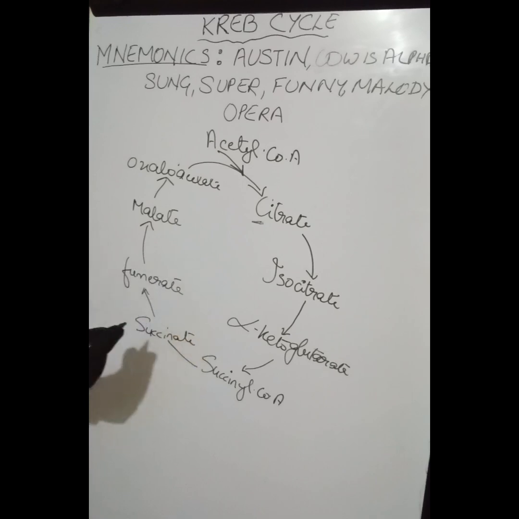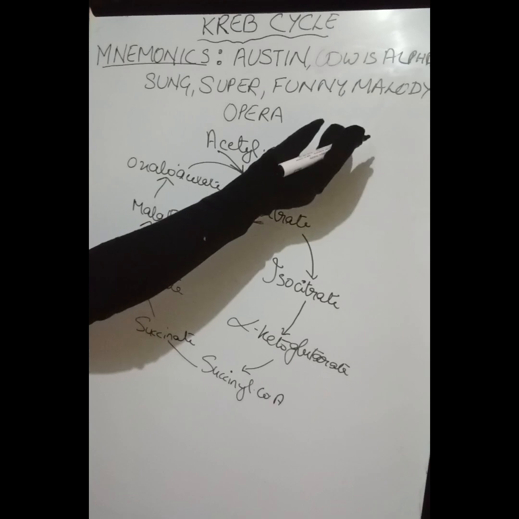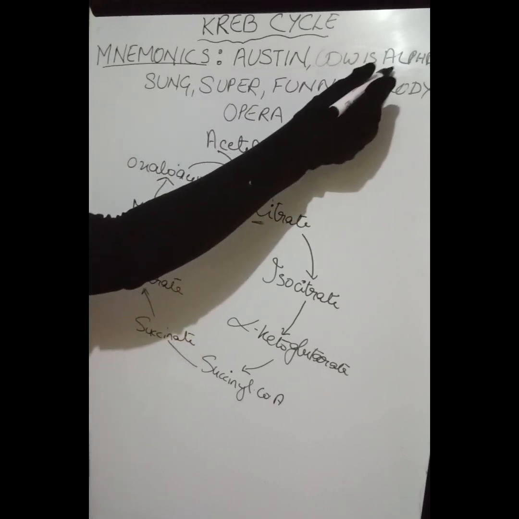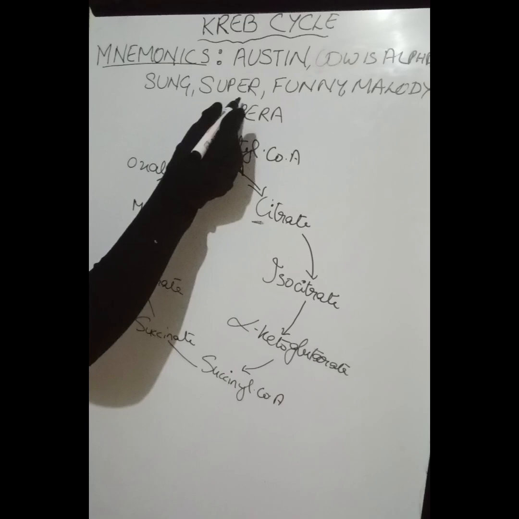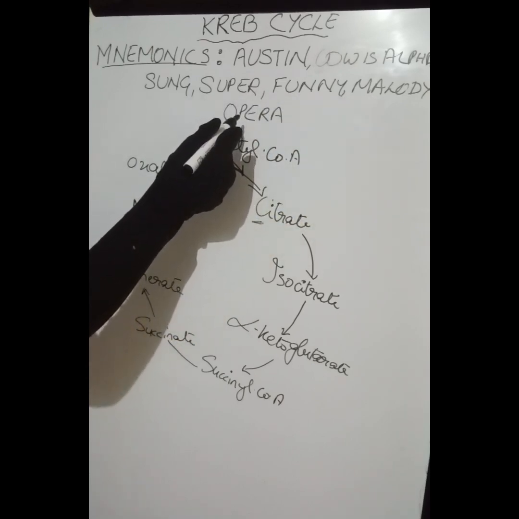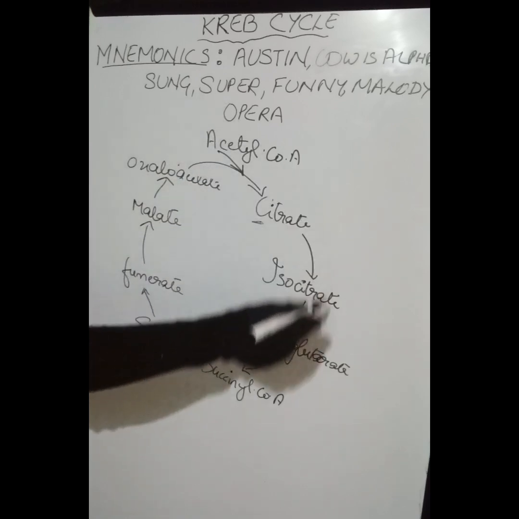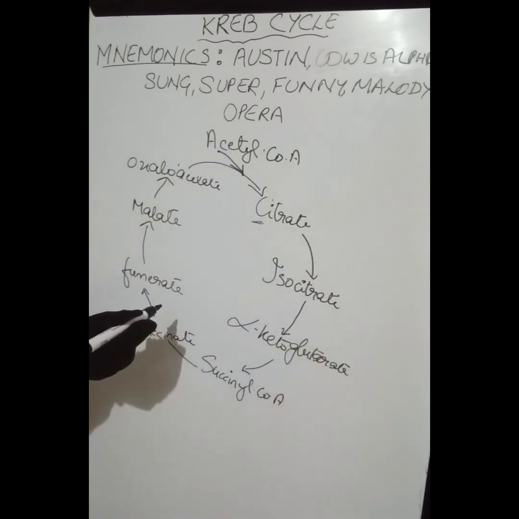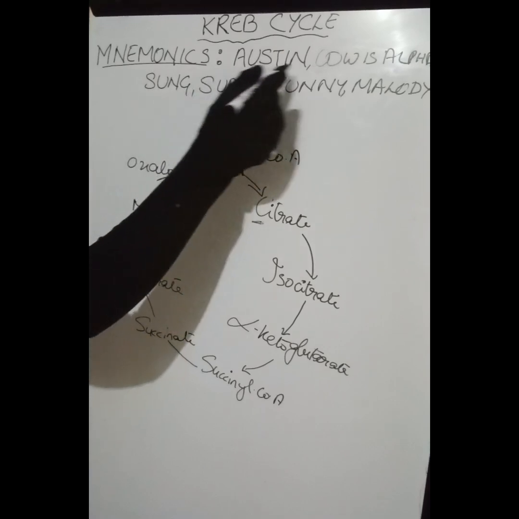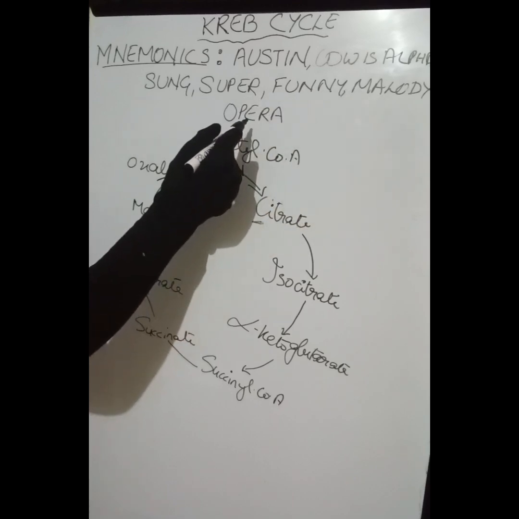So here's the trick. Let me teach you the Krebs cycle with a funny sentence. Austin cow is alpha, some super funny melody opera. Now, isn't this sentence very funny and simple to remember? If you remember this sentence, it's easy to crack the entire Krebs cycle in no time. Let's crack it. Austin cow is alpha, some super funny melody opera.